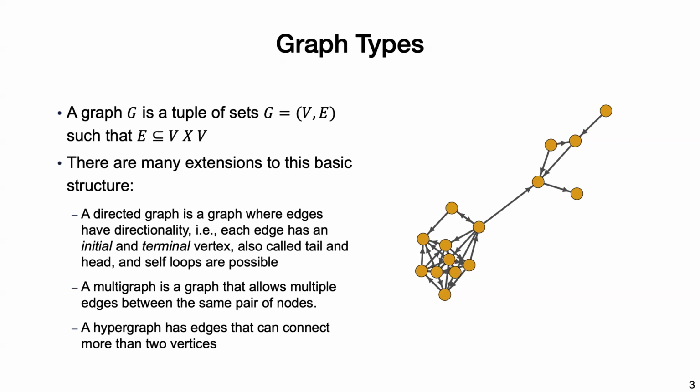So tail is the start, head is the thing that's pointing to, and self-loops can also exist. A multigraph is a graph that allows multiple edges between the same pair of nodes. Usually it makes more sense in a weighted graph, because if it's unweighted, it doesn't really make sense to have multiple of them. And a hypergraph, which is maybe a less common one, is a type of graph where edges can connect more than two vertices.